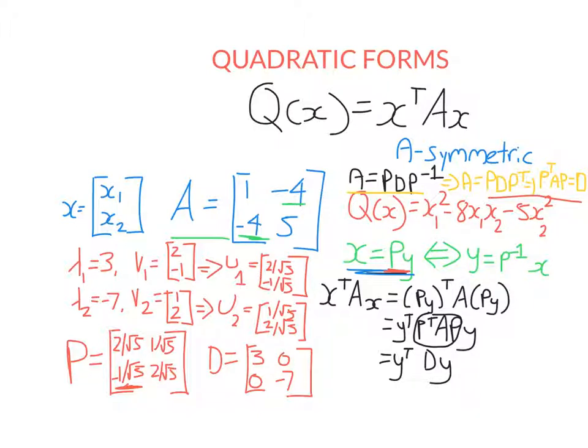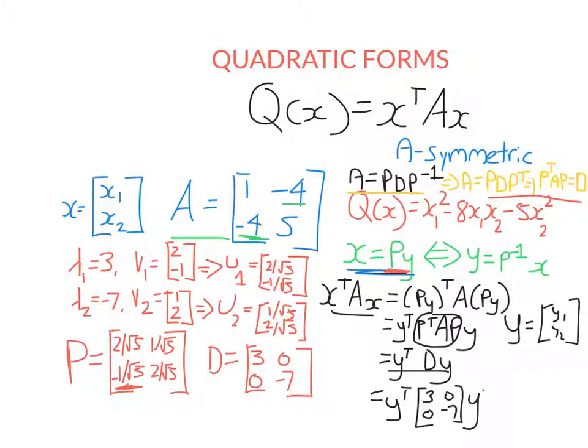So what we have here is that we can write our quadratic form X transpose AX like this. It's Y transpose times this matrix [3, 0; 0, -7] times Y. So here Y is just going to be the change of variable, Y1, Y2. So our quadratic form actually becomes this. So this quadratic form obviously has no cross product term, and it's easier to deal with.